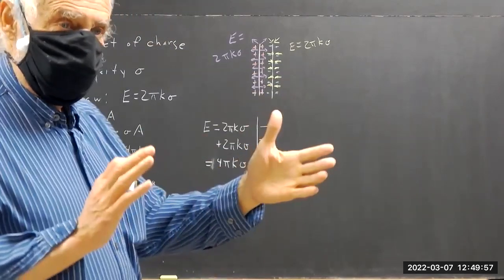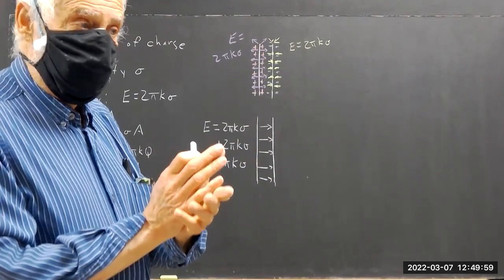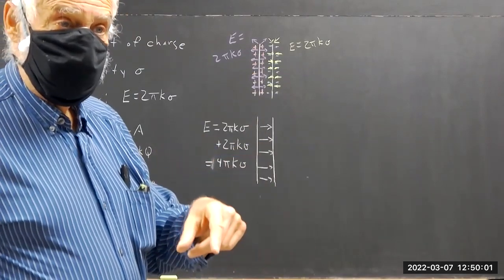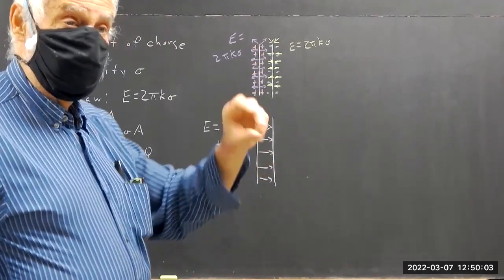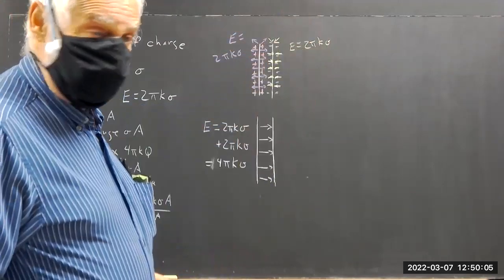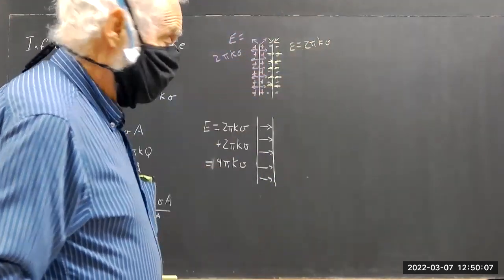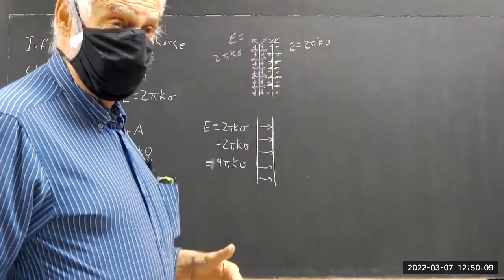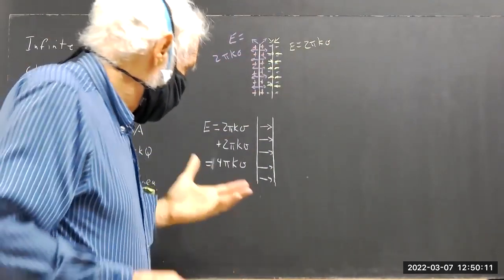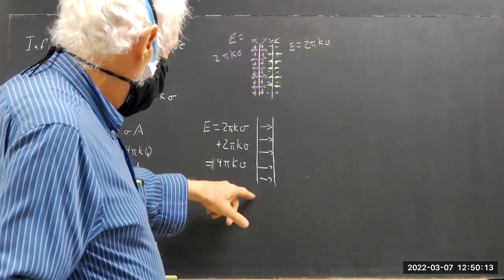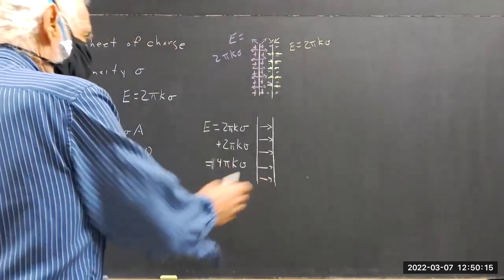Okay. If the plates are very close together, almost every point on the plates is much closer to the plate than it is to the edge, so the field is going to be pretty much perpendicular to the plate. Okay? So you want to think about that a little bit. It comes down to this. You have this electric field.